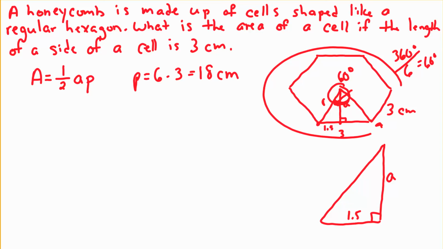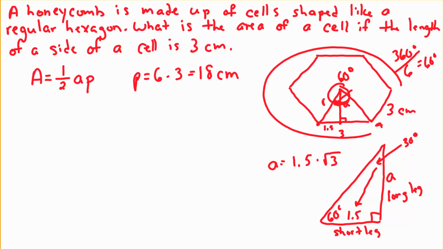Well, then that means this angle right here has to be 30 degrees. It's half of 60, which makes this triangle a 30, 60, 90 triangle. So the 1.5 is actually the short leg. We want the apothem, which is the long leg. And let's go back to that review. The ratio of the short leg to the long leg is 1 to radical 3. So the apothem, or the long leg, is the short leg, 1.5, times radical 3.